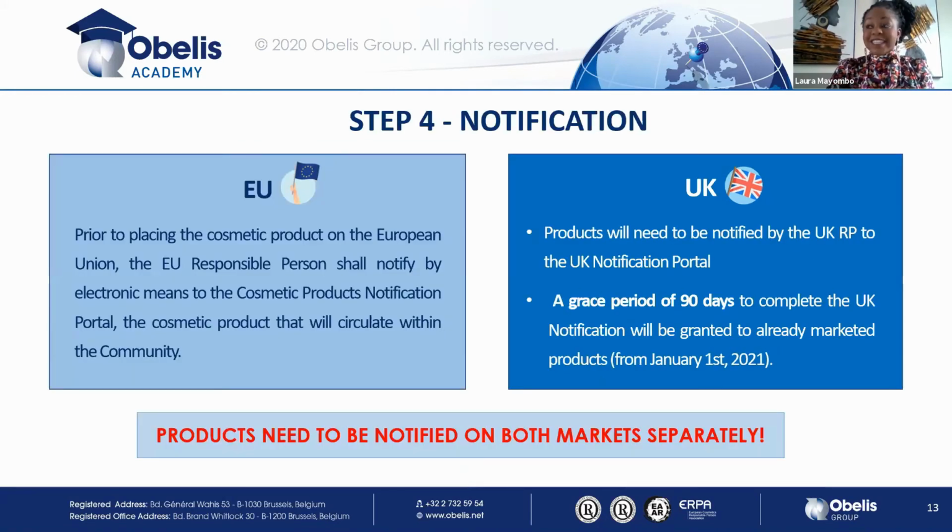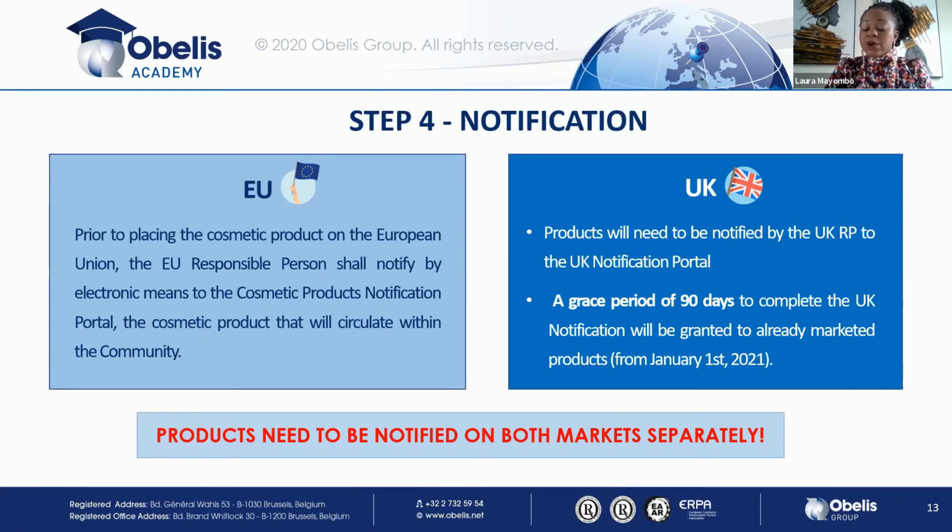Step 4, the notification as per se. Prior to placing the cosmetic product on the European market, the EU responsible person shall notify by electronic means to the cosmetic product notification portal the cosmetic product that will circulate within the community. In UK, it will be the same. Product will need to be notified by the UK responsible person to the UK notification portal.